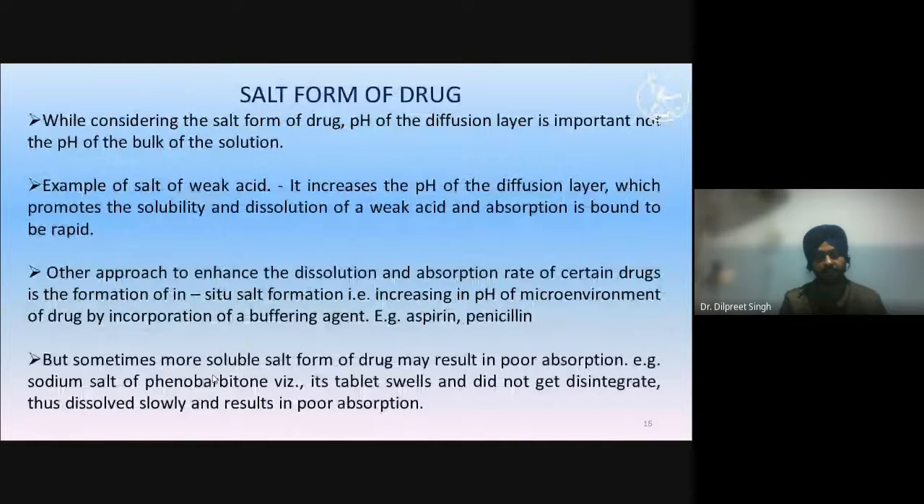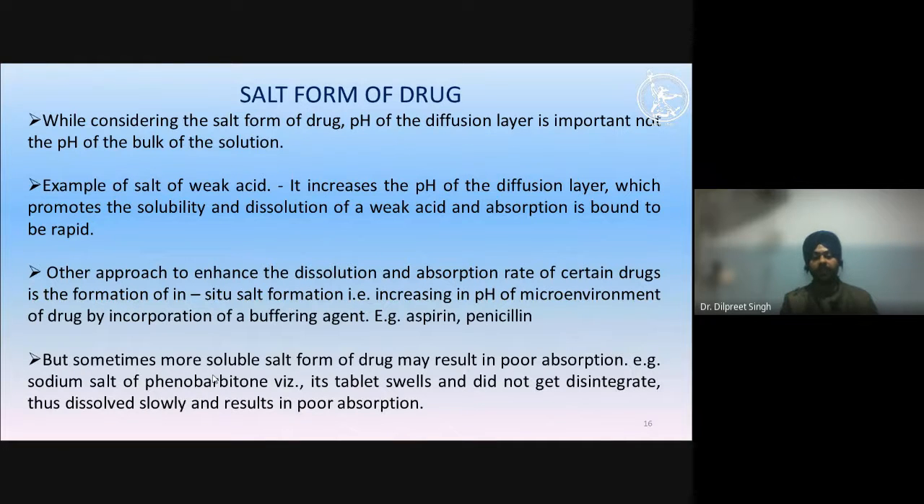Salt form of the drug. When we consider the salt form of the drug, we need to determine the pH of the diffusion layer, which is more important than the pH of the solution. For example, the salt of a weak acid increases the pH of the diffusion layer, which promotes the solubility and dissolution of the weak acid and absorption as compared to the acid alone. So the absorption is very rapid in the case of the salt of a weak acid.